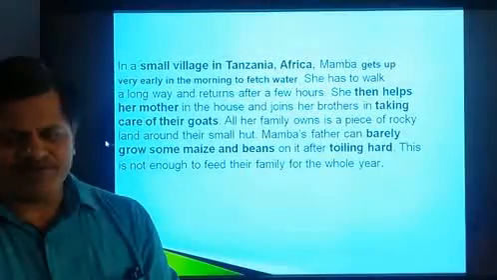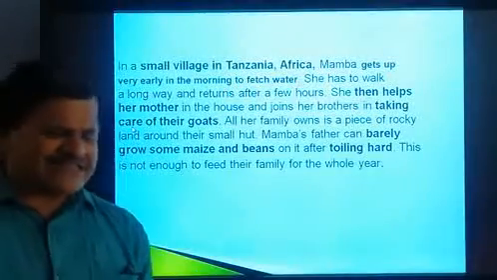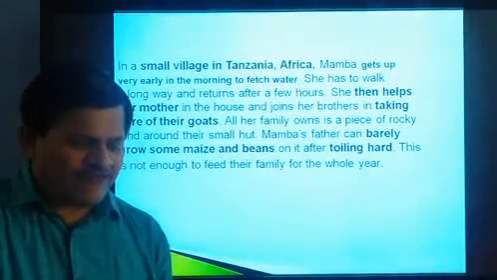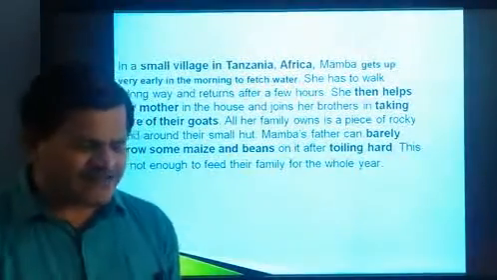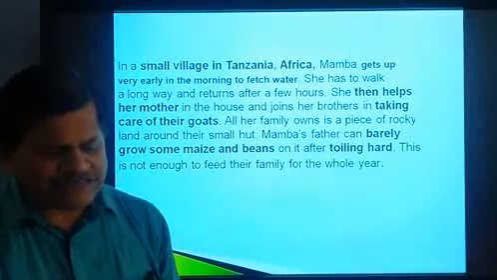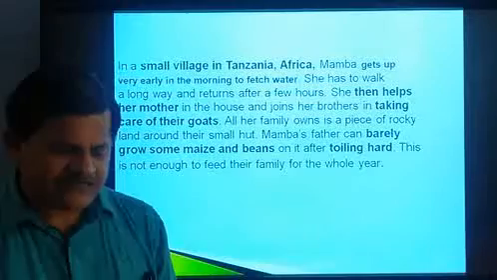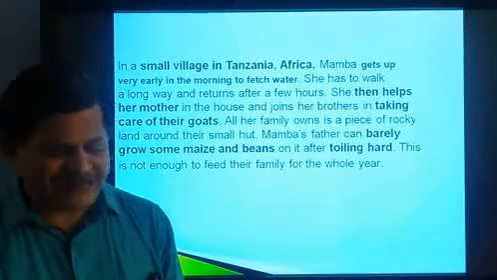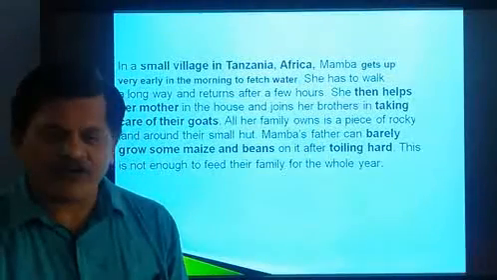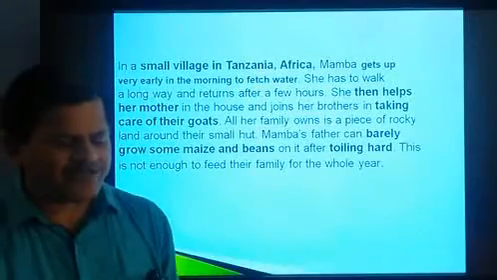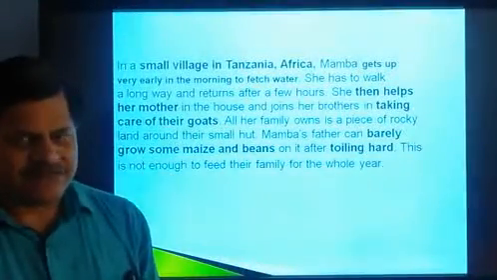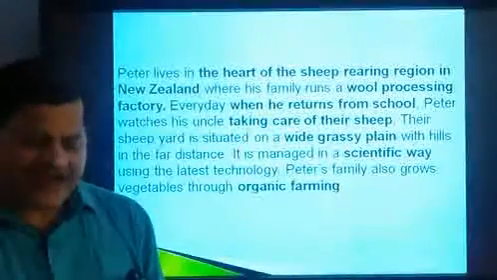I am reading this account written in our book. In a small village in Tanzania, Africa, Mama gets up very early in the morning to fetch water. She has to walk a long way and returns after a few hours. She then helps her mother in the house and joins her brother taking care of their goats. All her family owns is a piece of rocky land around their small hut. Mama's father can barely grow some maize and beans on it after toiling hard. This is not enough to feed their family for the whole year. This is a small paragraph from the book, related to a girl who lives in Tanzania.